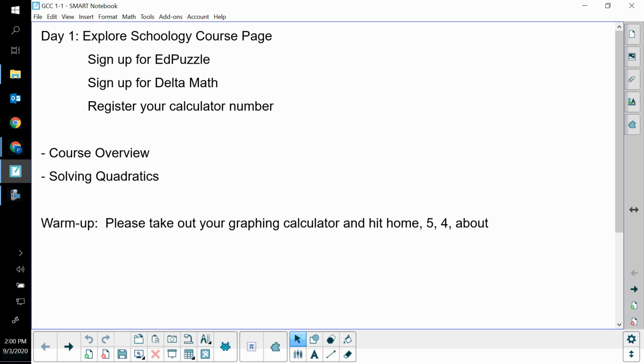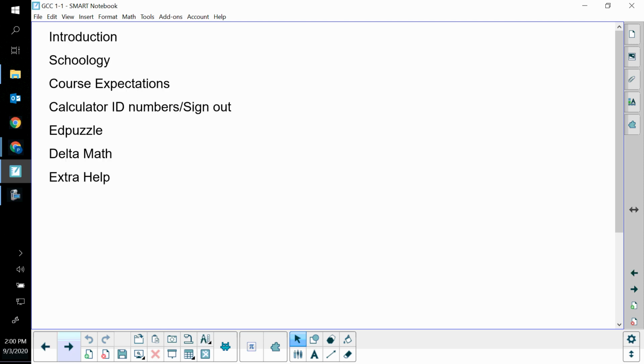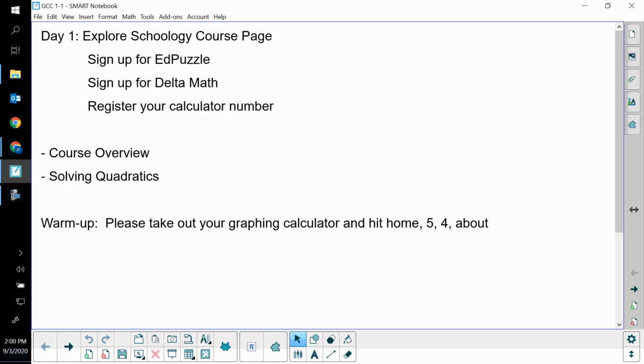And the way you do that, and it's right in the Google form, is you do home54 and then about, and that gives you your calculator number. So we've already talked about all that stuff. There's no math problems you have to do for homework. Probably the only thing you still need to do, if you're watching this, is register your calculator number.